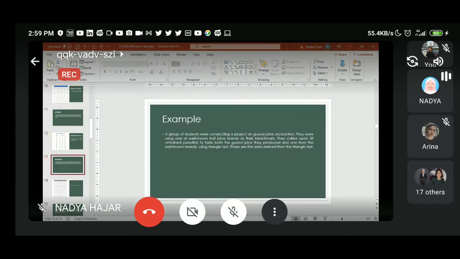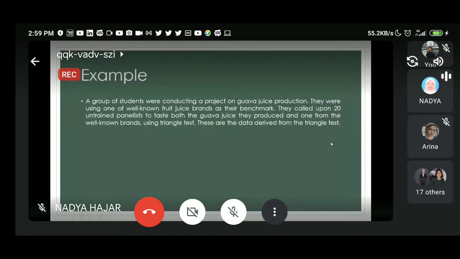Okay, sini saya ada bagi example. A group of students were conducting a project on a guava juice production. They were using a well-known fruit juice brands as their benchmark. They called upon 20 untrained panelists to taste both the guava juice they produced and one from the well-known brands using triangle test. These are the data derived from the triangle test. You kena dengar betul-betul ni sebab lepas ni you ada assignment untuk practical kita.